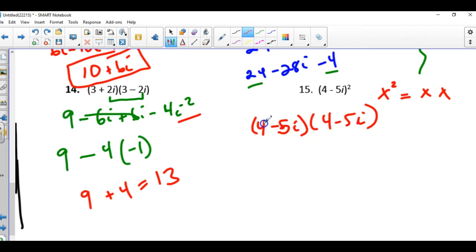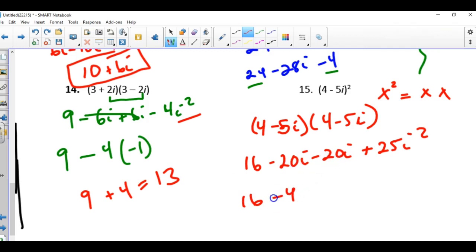And then you FOIL it. 4 times 4, 16. 4 times negative 5i, negative 20i. Negative 5i times 4, negative 20i. And negative 5i times negative 5i is going to be a positive 25i squared. Now, you have 16, negative 20i minus 20i is a negative 40i, and i squared is negative 1. So you have positive 25 times negative 1. 25 times negative 1, sorry guys, is going to be negative 25.